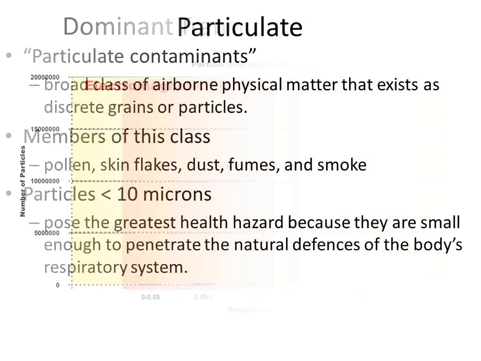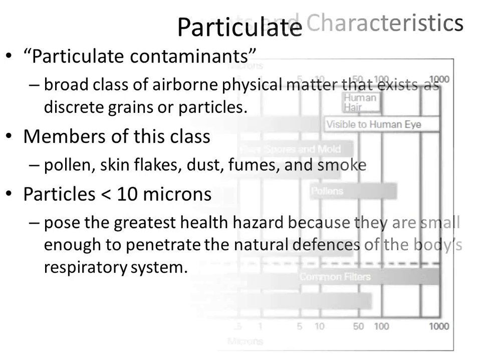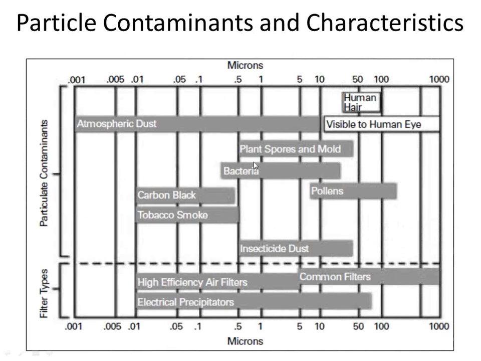This is a broad class of airborne physical matter that exists as discrete grains or particles. Members are pollen, skin flakes, dust, and they are a risk, like I said in a previous slide, because they get deeply into your lungs. Now, you can see that right at the 1 micron size, remember, 1 micron and less are not affected by airflow. There's quite a bit of things, a lot of bacteria, dust, carbon, tobacco smoke, some insecticidal dust. They're not going to get back to the air handler.